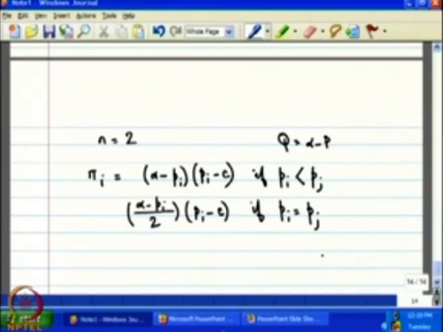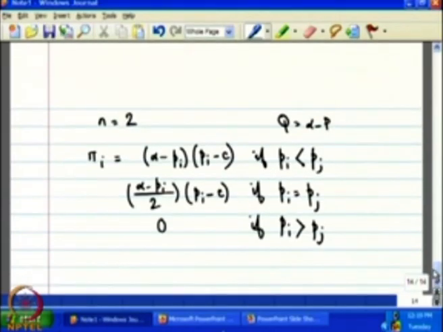And finally, if the ith firm's price is greater than the jth firm's price, nobody is going to come to him, and the demand that it caters to is going to be 0, cost of production is going to be 0, and so profit is going to be 0. So, this is the last case. So, here I can be 1 or 2.